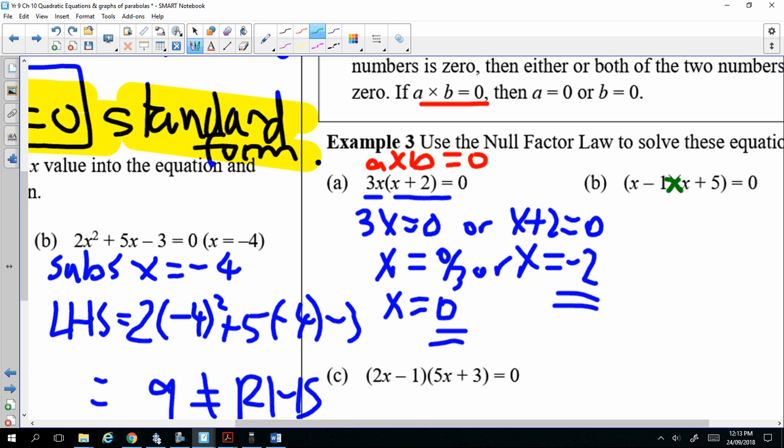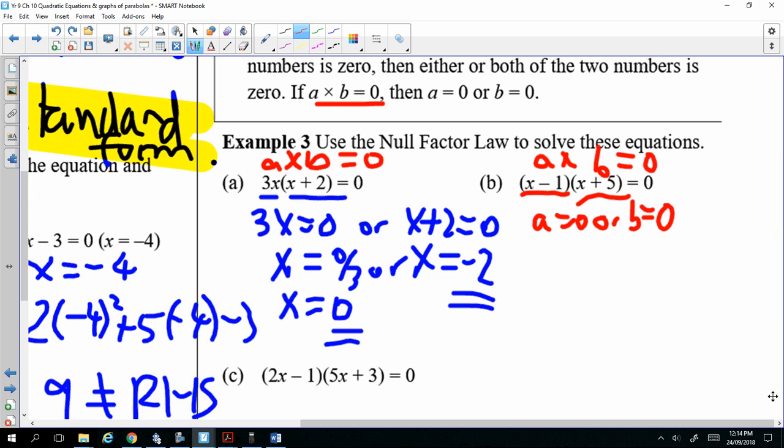So what we do is, there's two factors. There's the A, there's the B. Does that make sense? So either A is 0 or B is 0. So put it in the context, x minus 1 equals to 0, or x plus 5 is 0. What's x equal to? X equal to 1 or -5. Does that make sense?